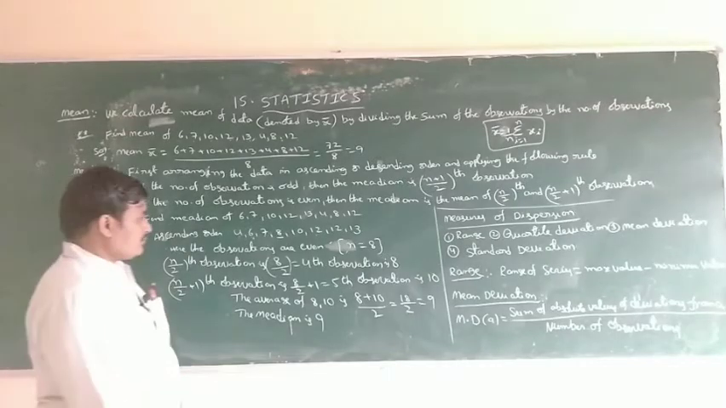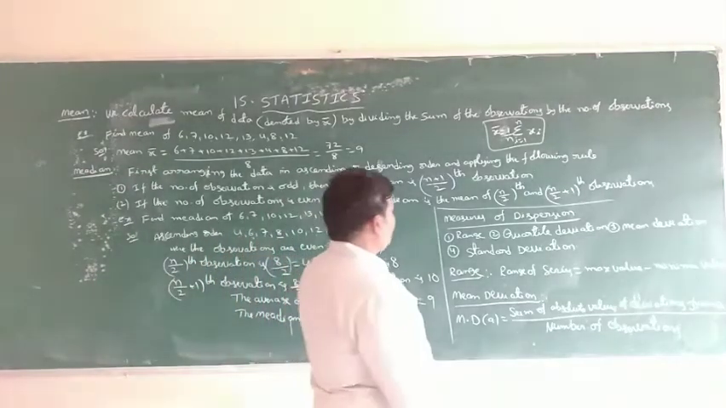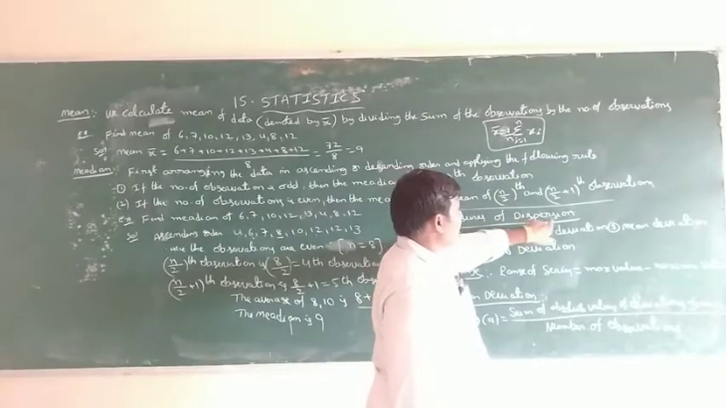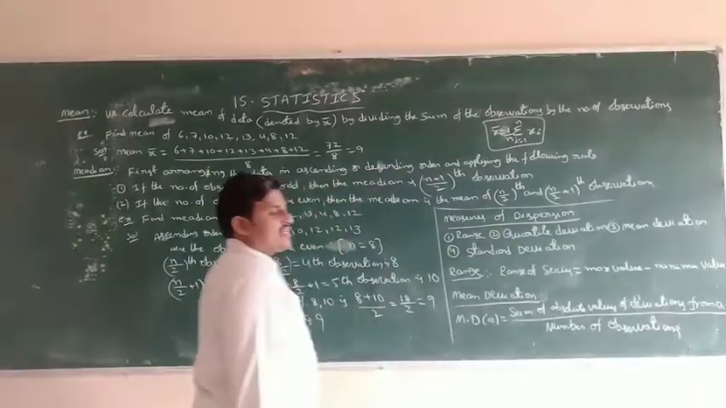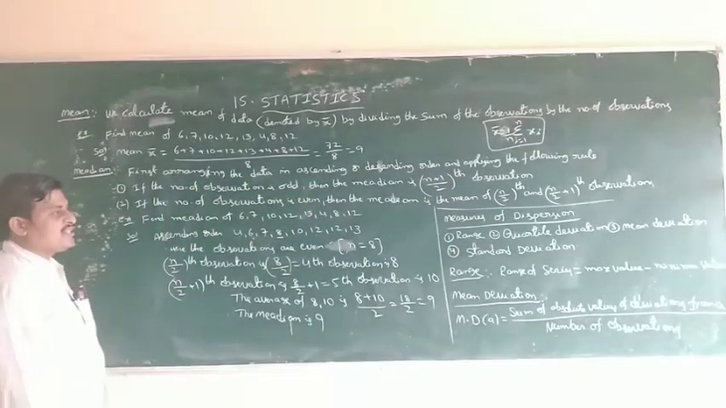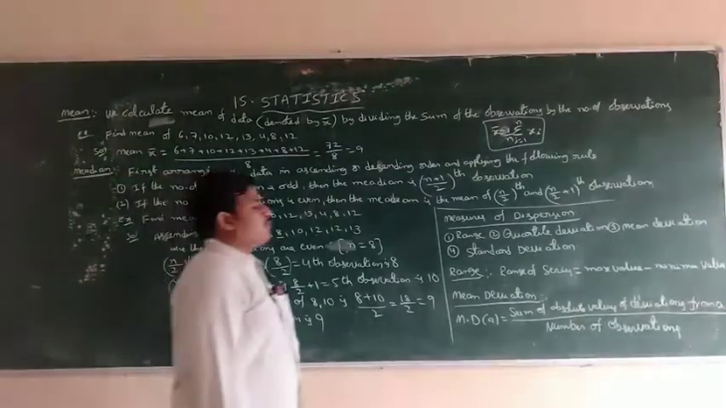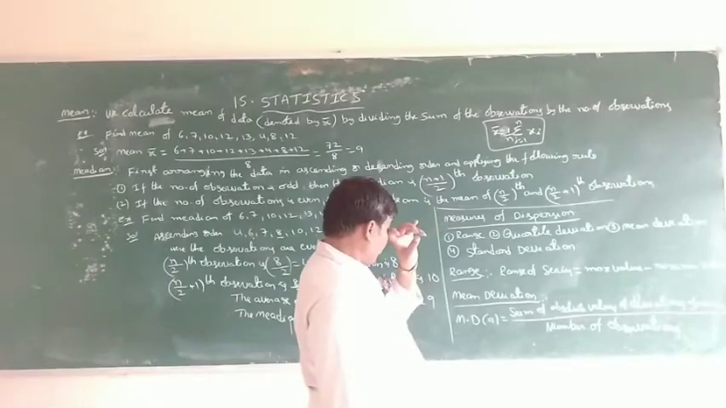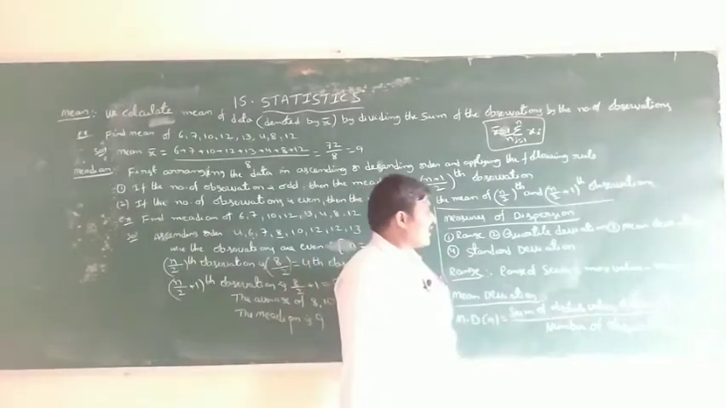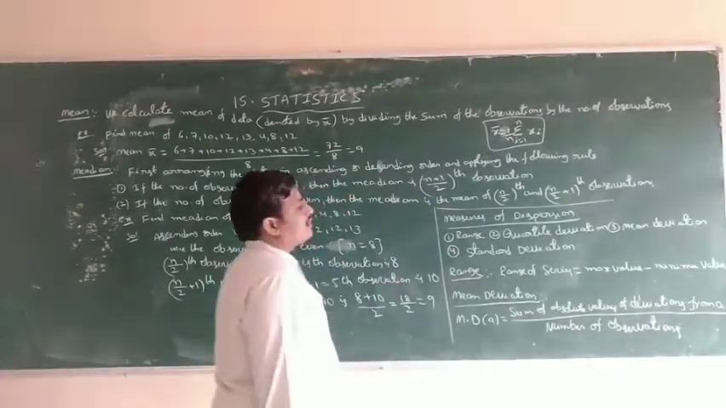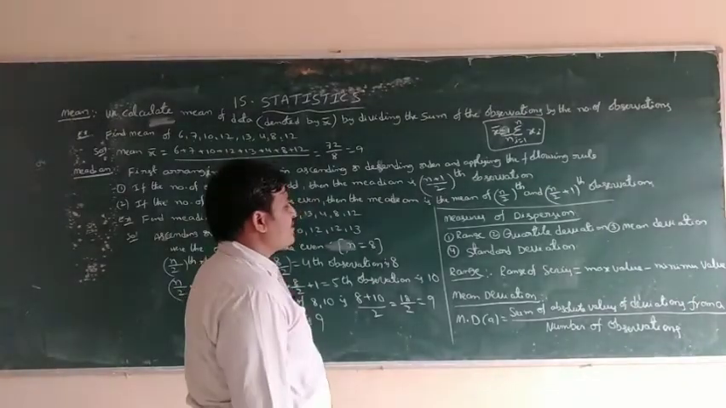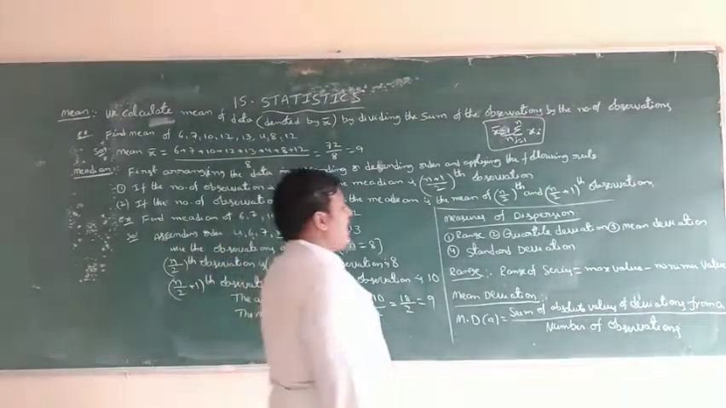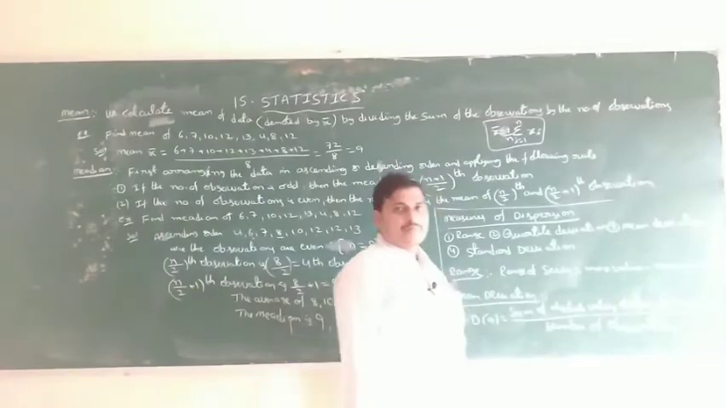Next topic is measures of dispersion. Measures of dispersion are of 4 types. What is the first one? The first one is range. The second one is quartile deviation. The third one is mean deviation. The fourth one is standard deviation.